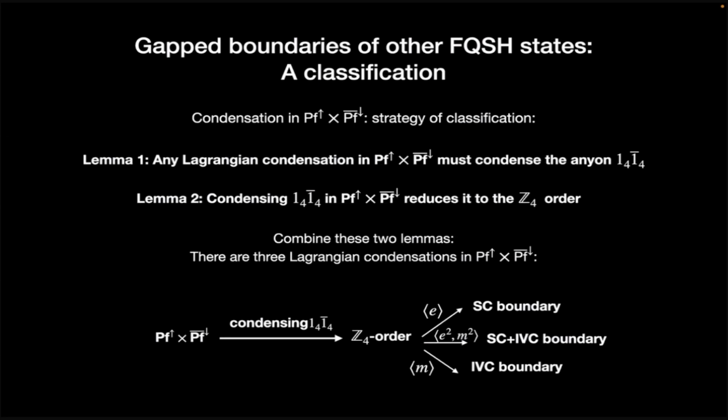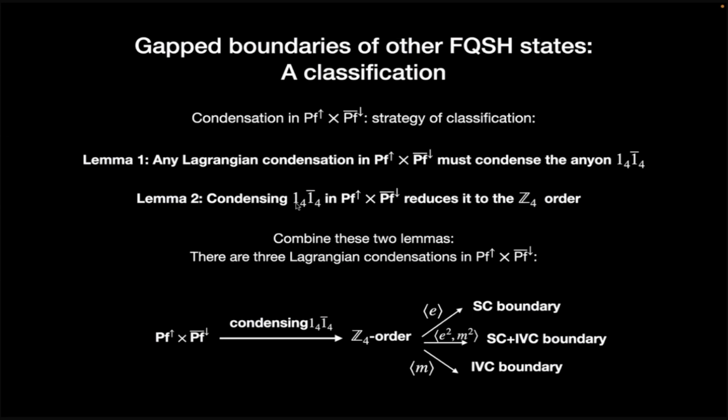Okay, so here is the strategy of classifying Lagrangian condensations, which means classification of gapped boundaries for this Pfaffian times anti-Pfaffian order. First of all, we show that any Lagrangian condensation in Pfaffian times anti-Pfaffian must condense anyon 1_4 and 1 bar_4. This is an anyon coming purely from the U(1) level 8 sector and the U(1) level -8 sector. It is a boson, and as you can check, it has spin 1 and charge 1, and it has order 2. And so this is the first lemma.